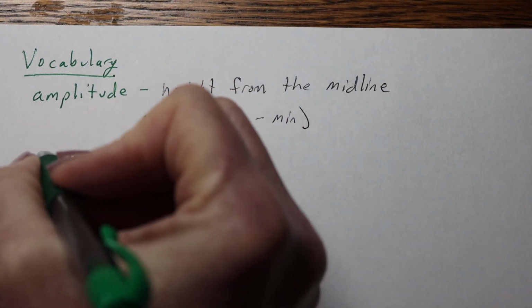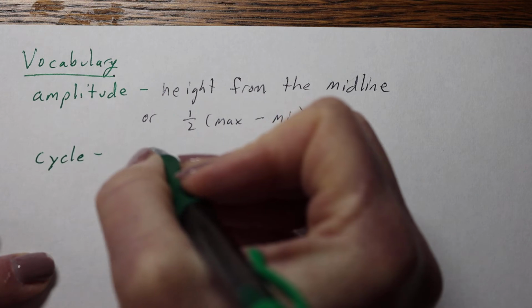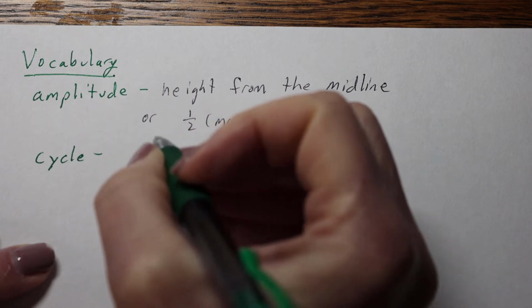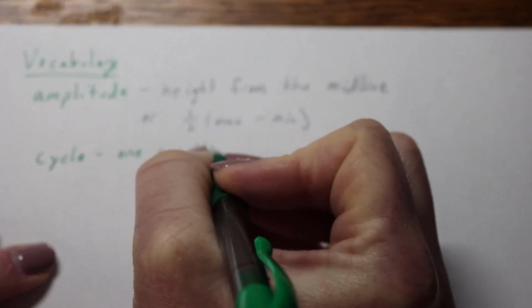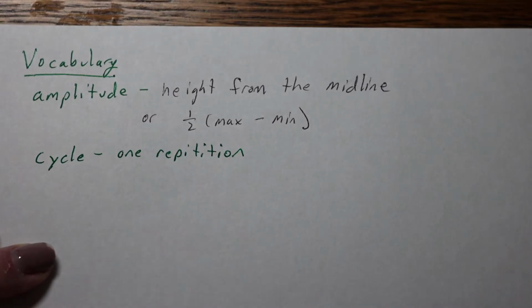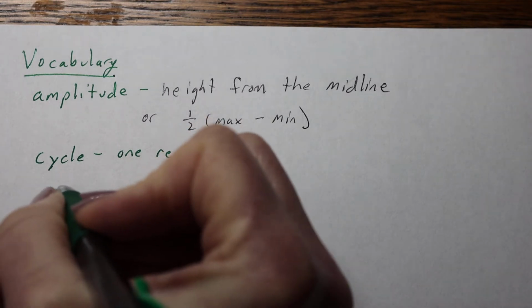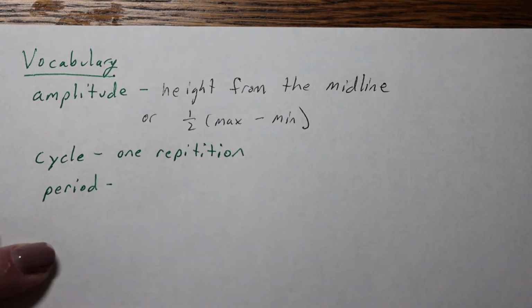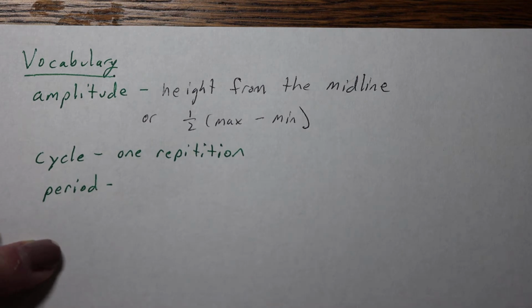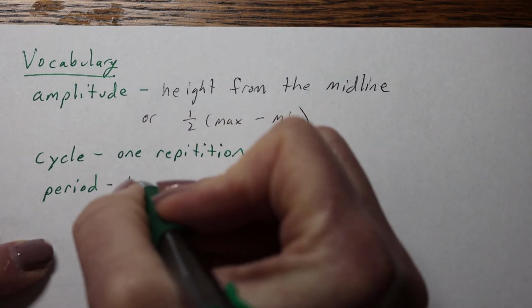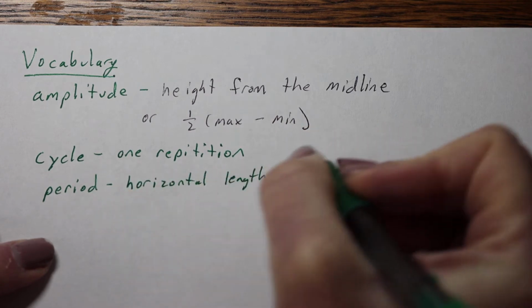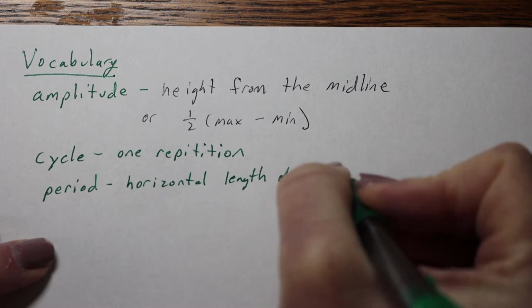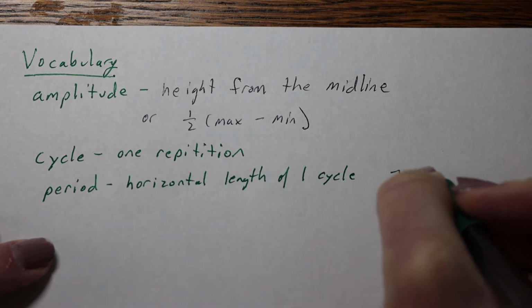The second word we use is the word cycle. Because sine and cosine repeat forever, cycle is one repetition. And again, I'll point that out when we look at the graph. Third word we need to be aware of, and it's kind of tied to cycle, is the word period. Period is the horizontal length of one cycle. So what's happening as we go this direction?